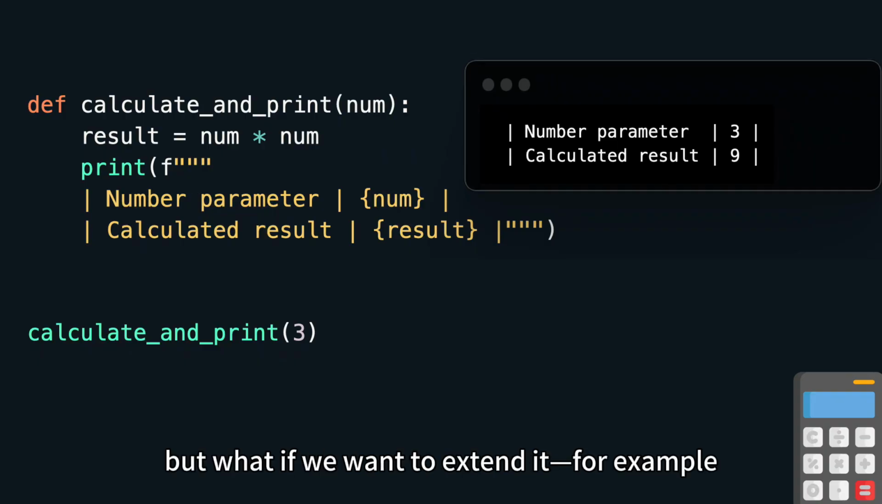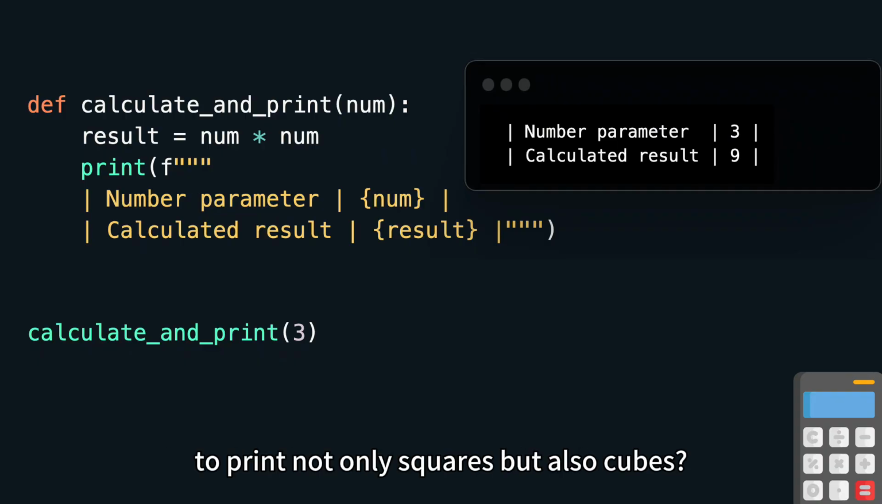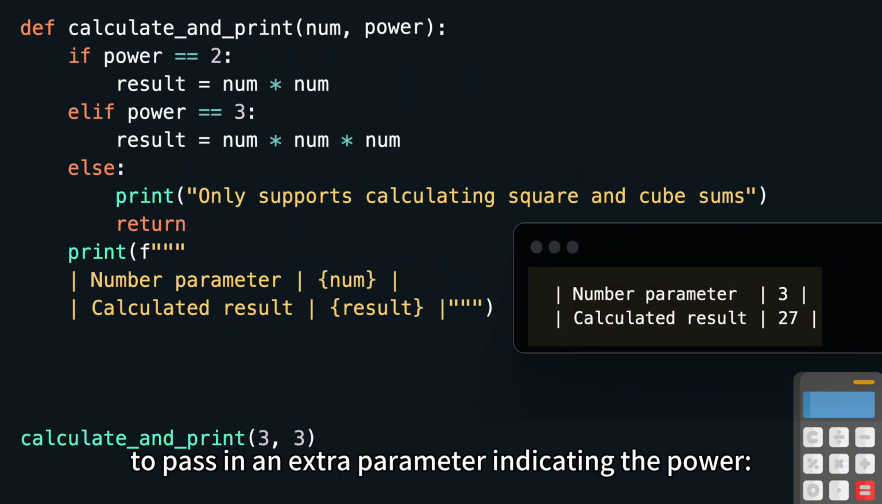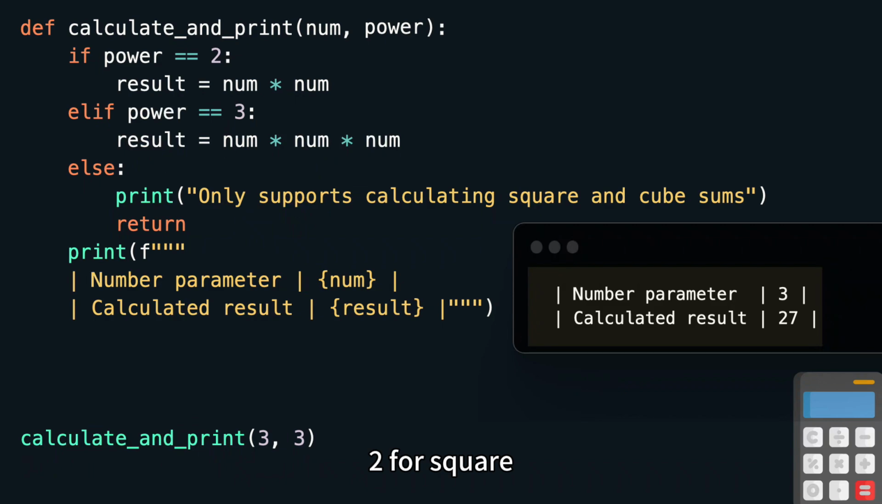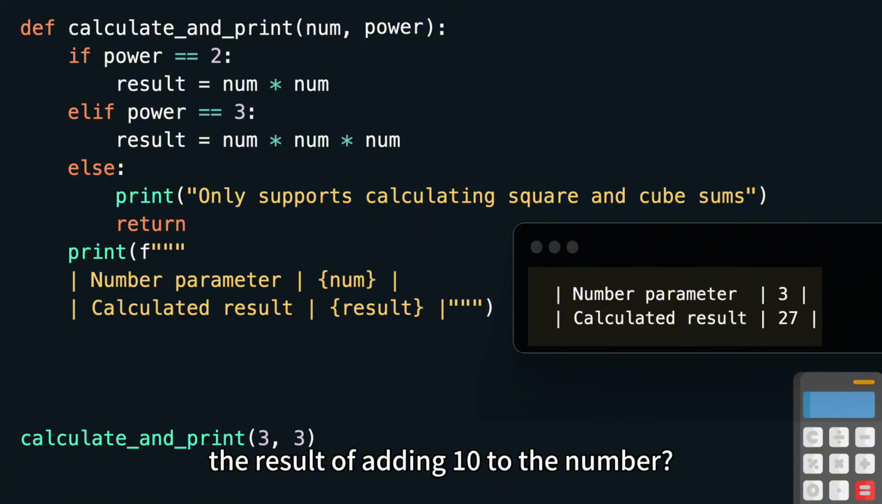But what if we want to extend it? For example, to print not only squares, but also cubes. One possible solution is to pass in an extra parameter indicating the power, 2 for square, 3 for cube. Now another problem arises. What if we also want to print the result of adding 10 to the number? At this point, it may feel hard to proceed. No matter how you change the logic, it starts to look messy.